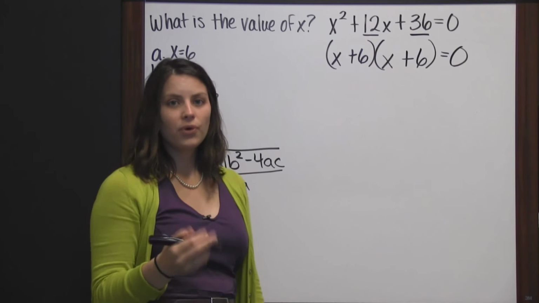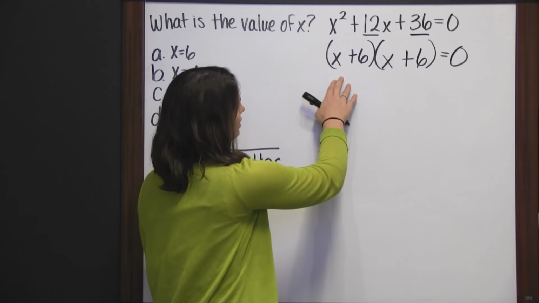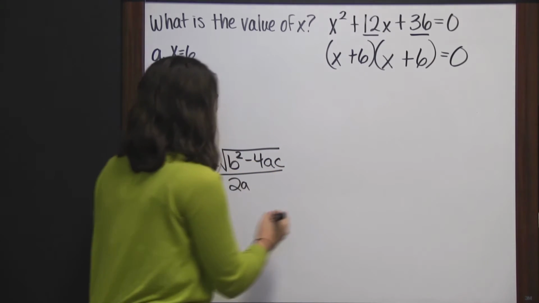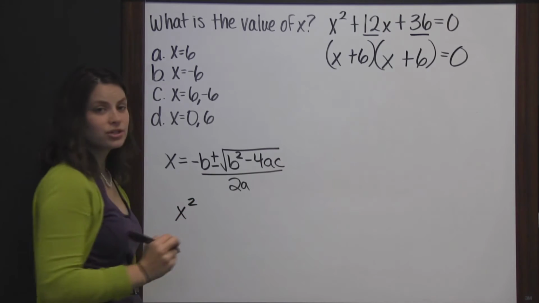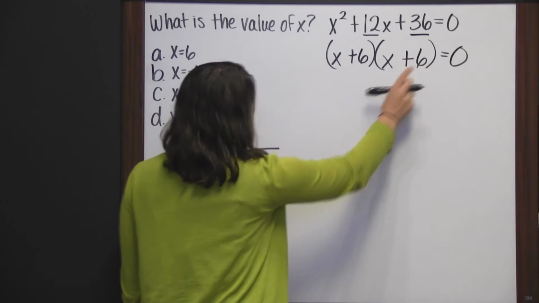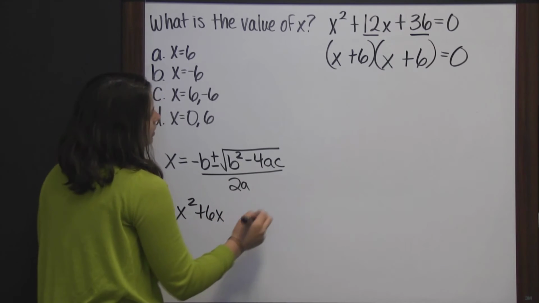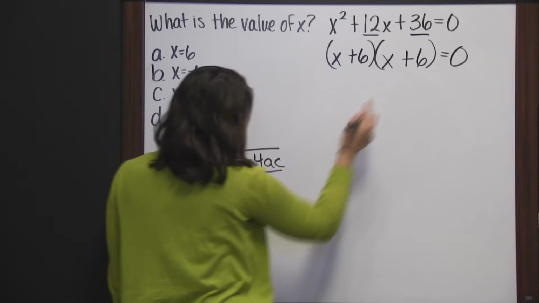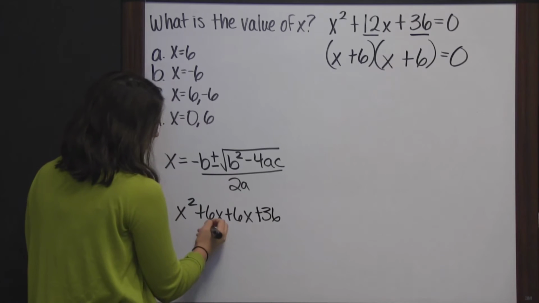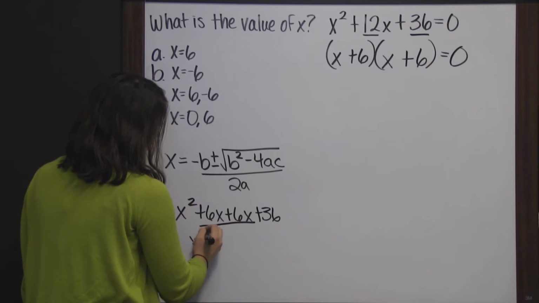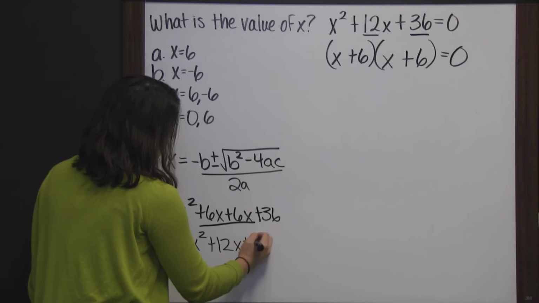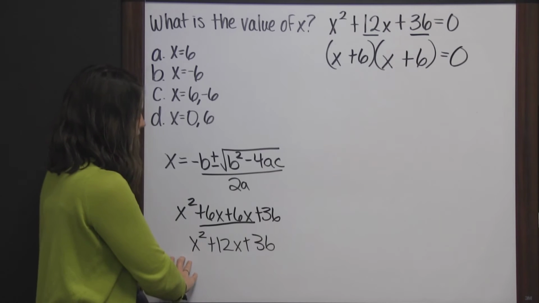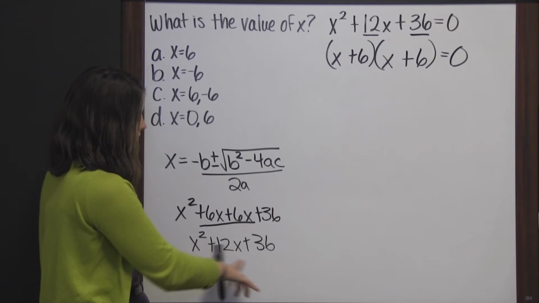You can always FOIL what you factored to check and see if it is in fact correct. So you multiply x times x, and that's x squared, your first terms. Outer, x times 6, 6x. Inner, 6 times x, 6x. And last, 6 times 6, 36. Then you combine like terms: x squared plus 12x plus 36. We can see that we factored correctly, because when I FOILed my binomials back out, I got what I started with.